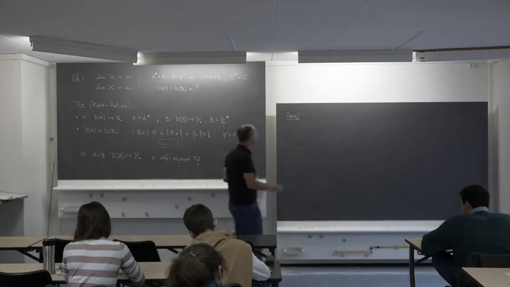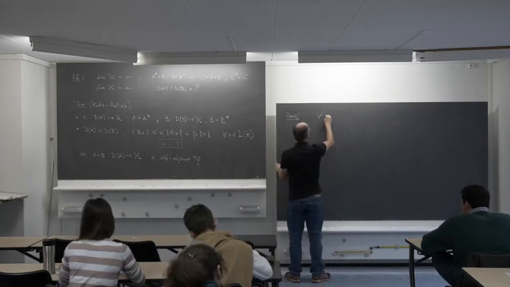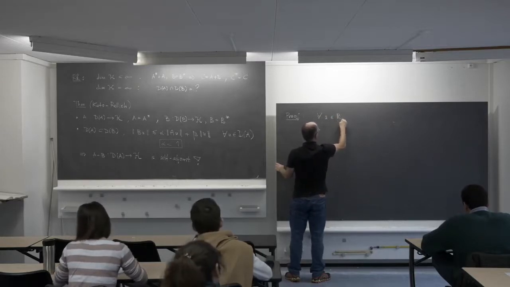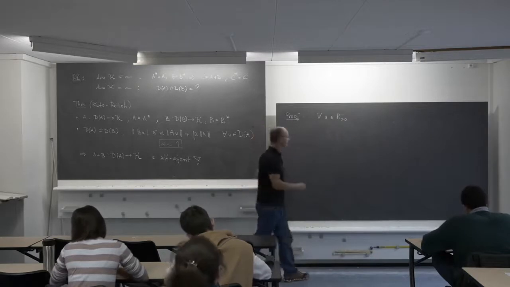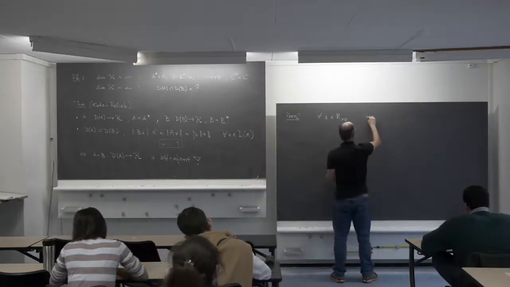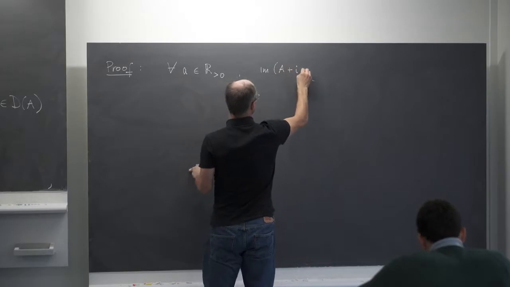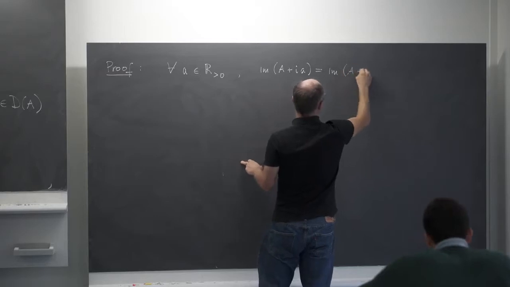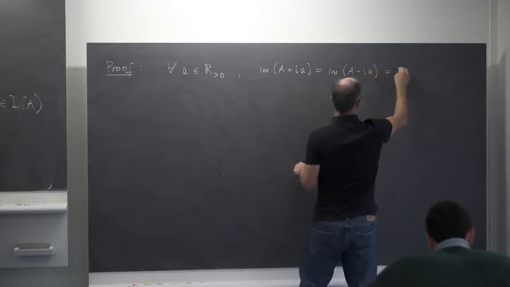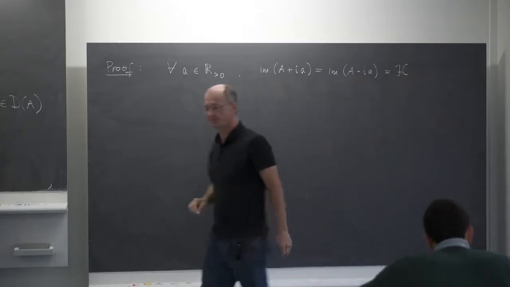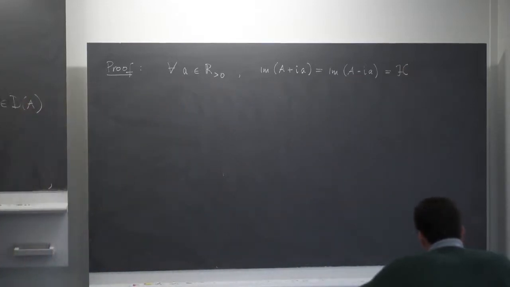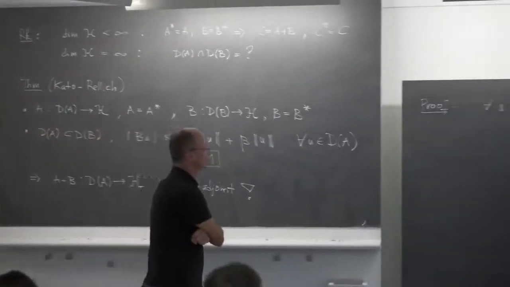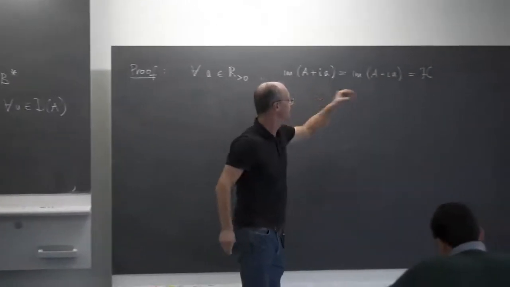So we know that for all A, let's say in R positive, we have image of A plus iA equal to image of A minus iA equal to H, right? So that's by the criterion that we proved at the previous hour, right? So we can choose any A and we have this.